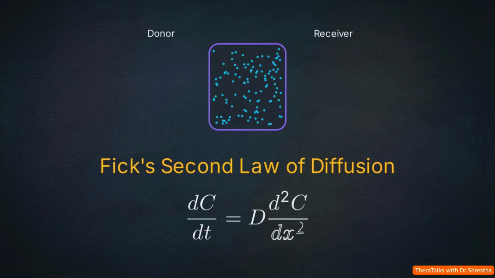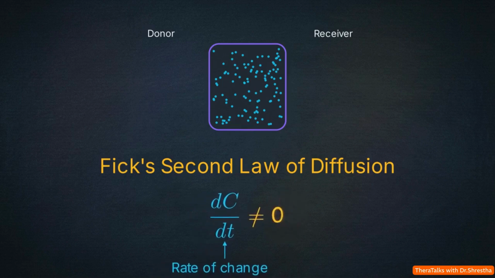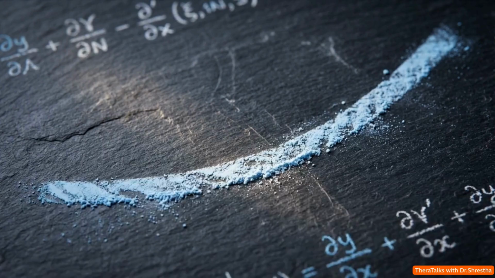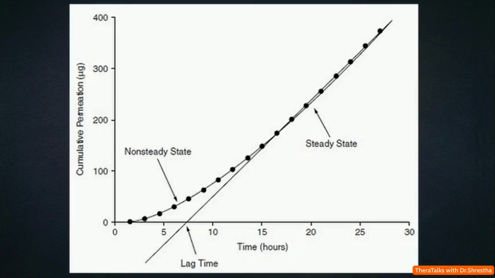dC over dt equals D times the second derivative of concentration with respect to distance. The crucial takeaway here is that dC over dt, the rate at which concentration changes over time, is a non-zero value. The internal state is constantly in flux. That ongoing accumulation inside the barrier is the literal cause of the shallow, curved delay we see on our experimental graph.